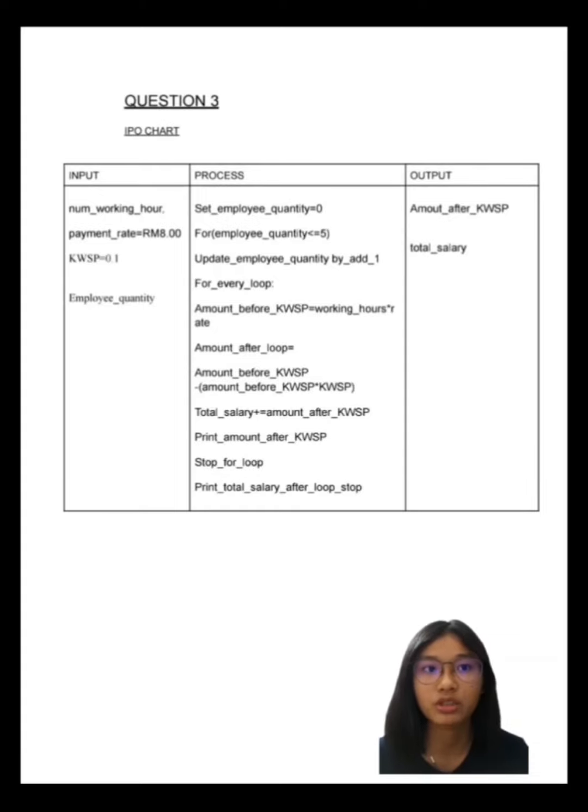In this repetition flowchart, for every loop, amount before KWSP is equal to working hours times rate, and amount after KWSP is equal to amount before KWSP minus amount before KWSP times KWSP, and then calculate the total salary, which is adding the amount after KWSP. Lastly, after the loop ends, we will print the total salary.